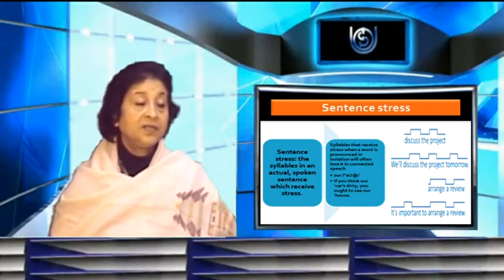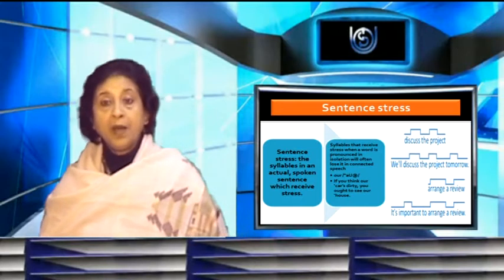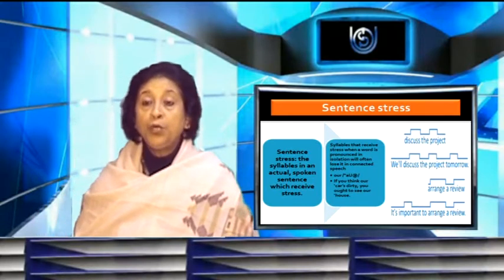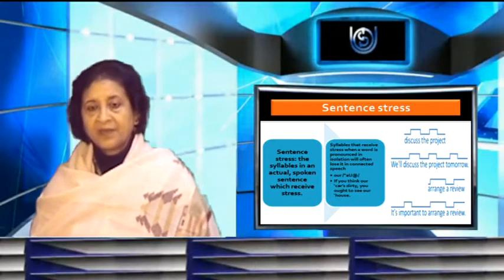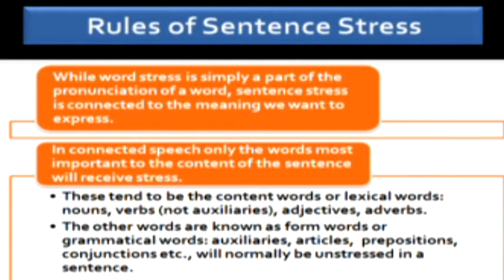Now the rules of sentence stress. There are certain rules to be followed when we put proper stress in a sentence. While word stress is simply a part of the pronunciation of a word, sentence stress is connected to the meaning we want to express. In word stress, if we put proper stress, proper pronunciation will be there. But in a sentence, stress is very important because it tells you the meaning you want to express. In connected speech, only the words most important to the content of the sentence will receive the stress. When we put proper stress on the proper word, the meaning is understood.